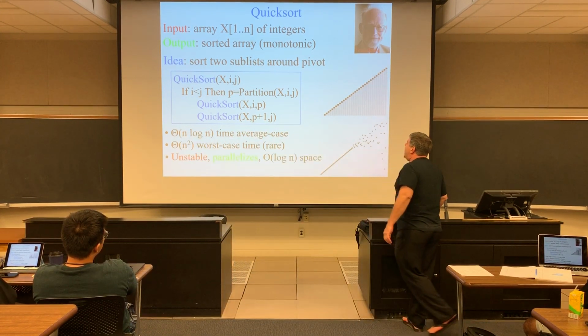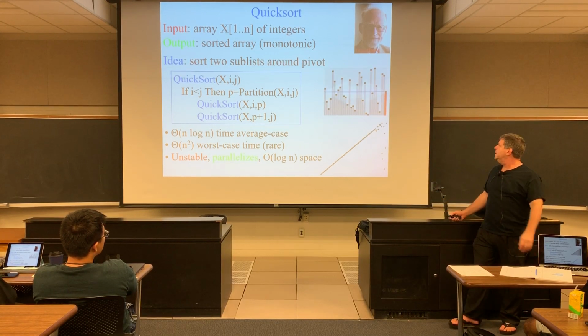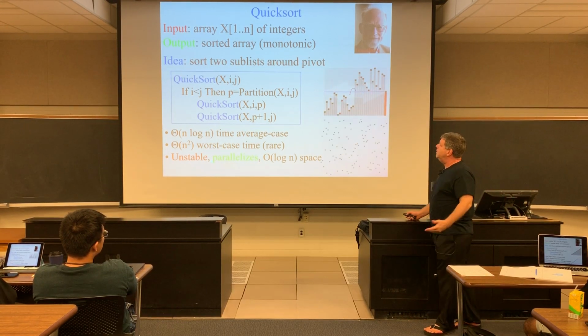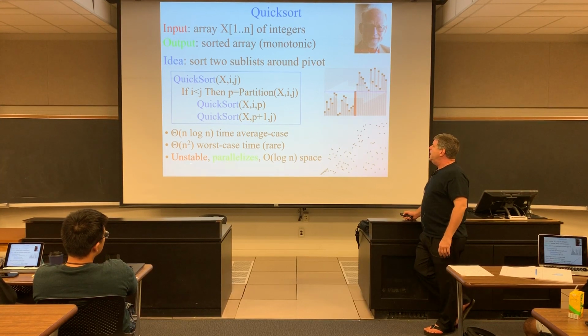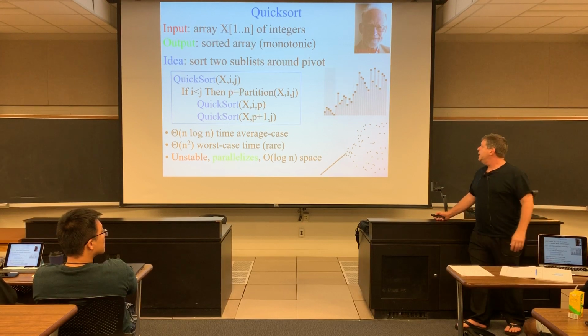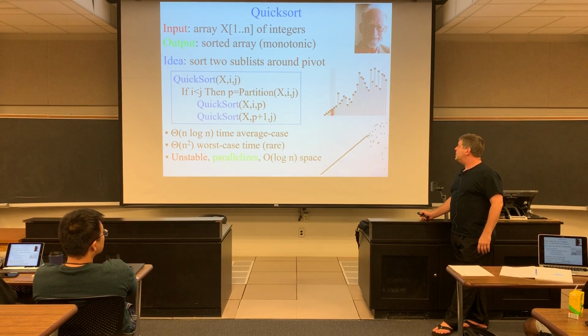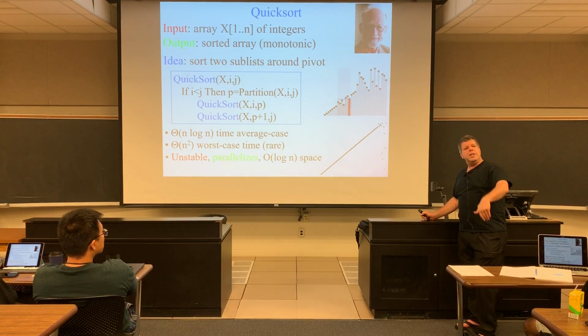Okay, so in practice, this works beautifully on kind of random point sets, or random sets of numbers. It is unstable, but we already know how to make it stable with a minor surgery. The amount of space it uses is not trivial. It's because there's recursion depth.